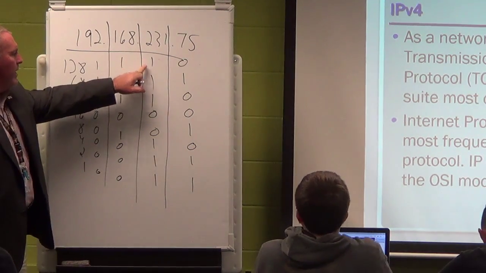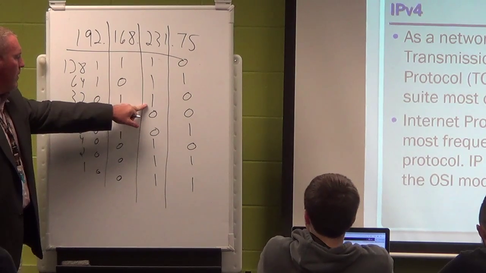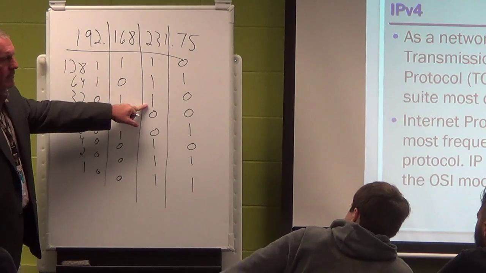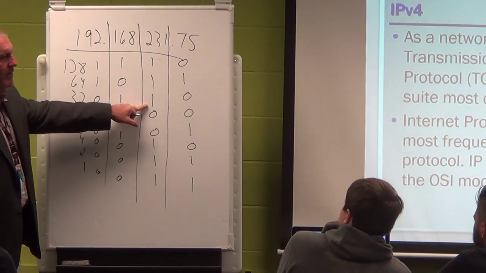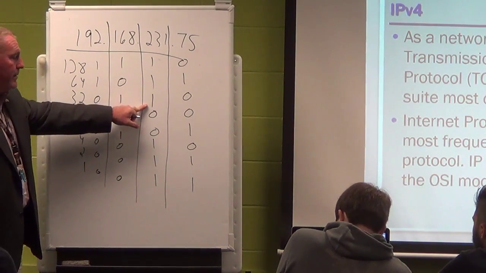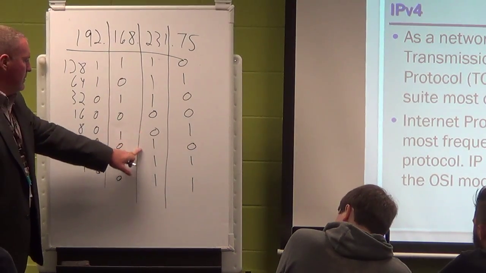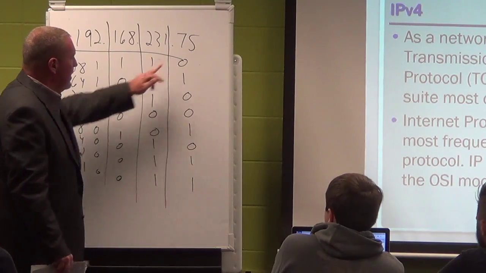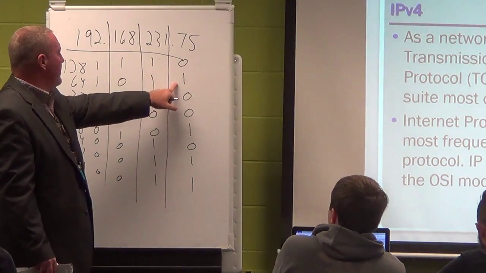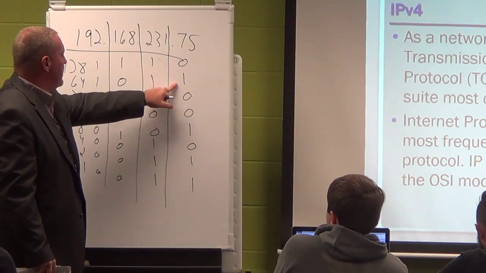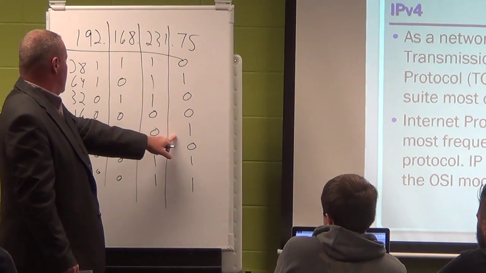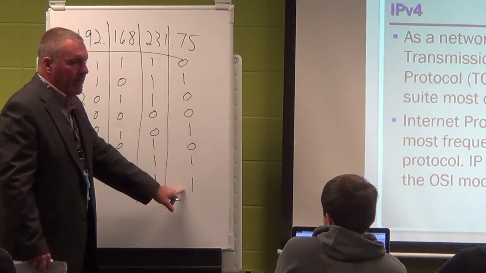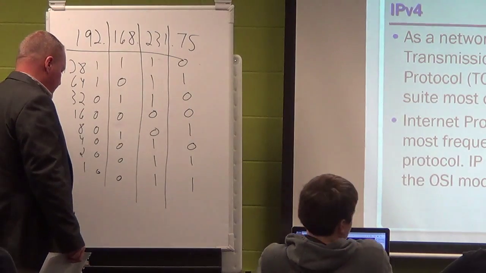That's correct. 128, 192, 224. Right? 231 minus 224 is what? 7? 6, 7. Okay? 75, so that's 0. 75 minus 64 is 11. So 64 plus 8 is 72, 74, 75. All right? You guys are geniuses.